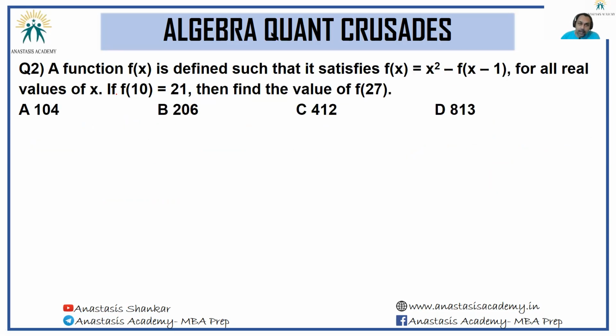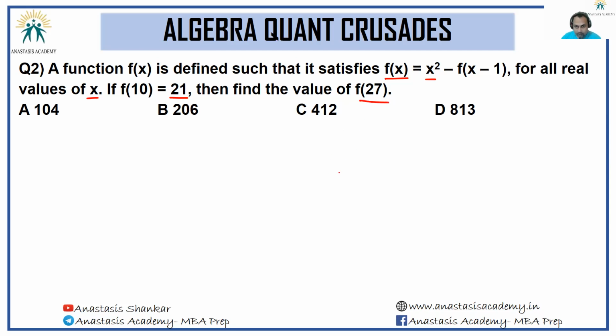Next, a function f(x) is defined such that it satisfies f(x) is equal to x square minus f of x minus 1 for all real values of x. If f(10) is equal to 21, then find the value of f(27).